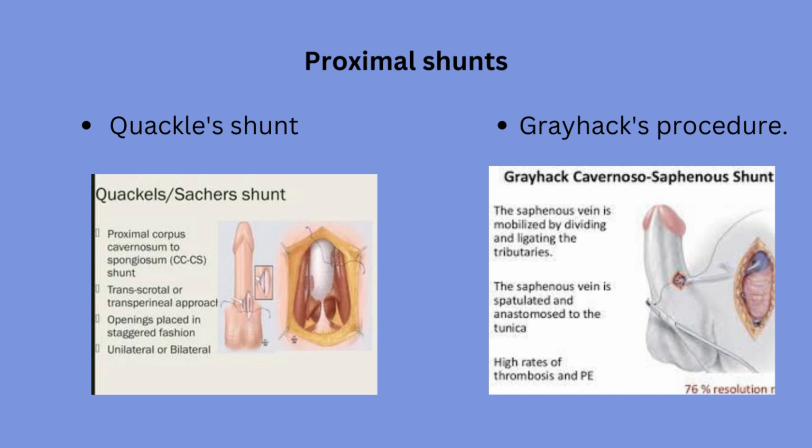The second proximal shunt technique includes Grayhack's procedure, which involves mobilizing the saphenous vein below the junction of the femoral vein and anastomosing the vein, end to side, onto corpus cavernosum. Venous shunts may be complicated by saphenofemoral thrombus formation and pulmonary embolism.